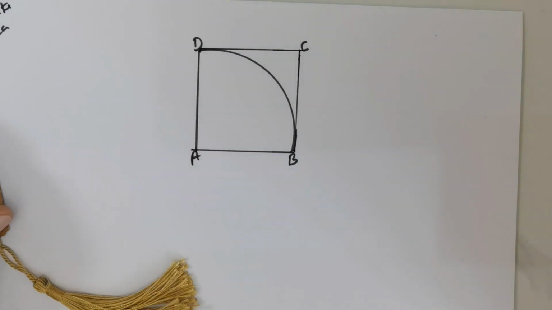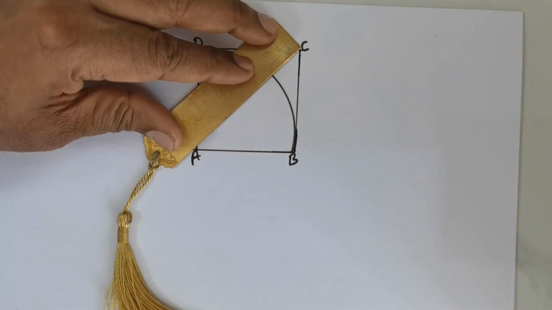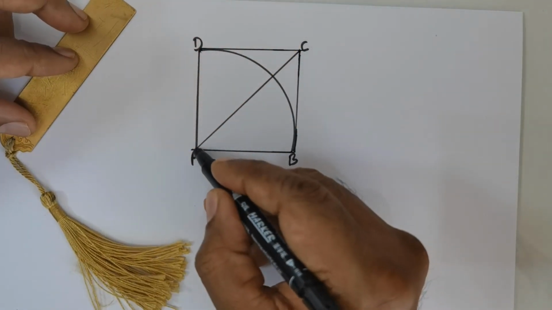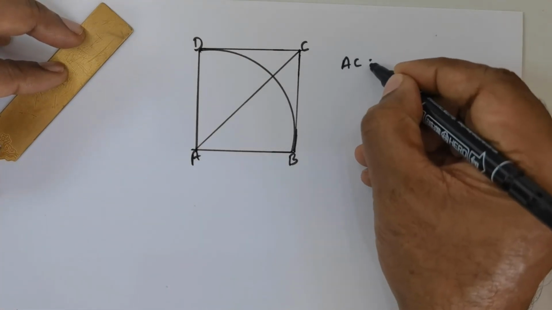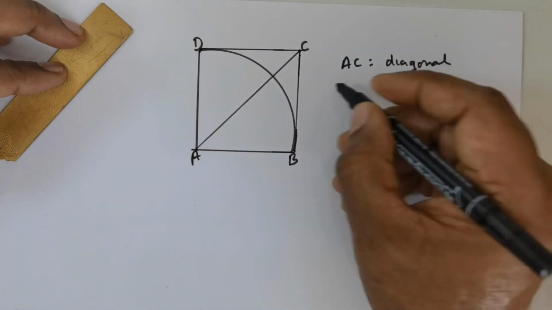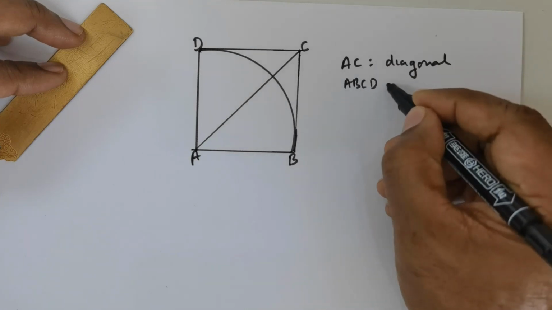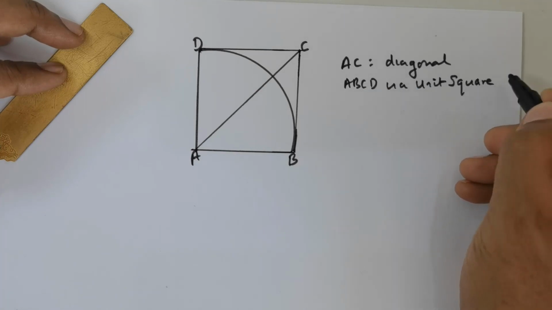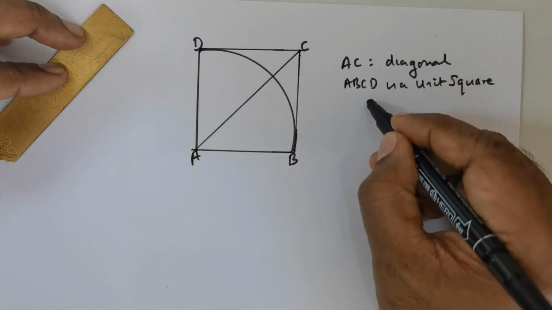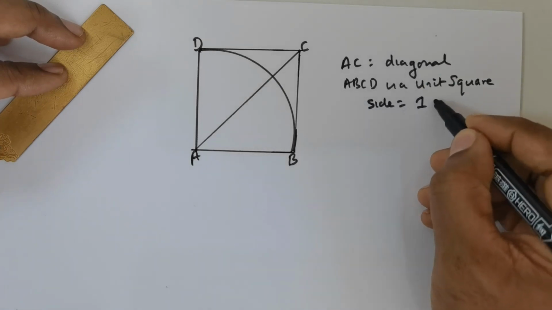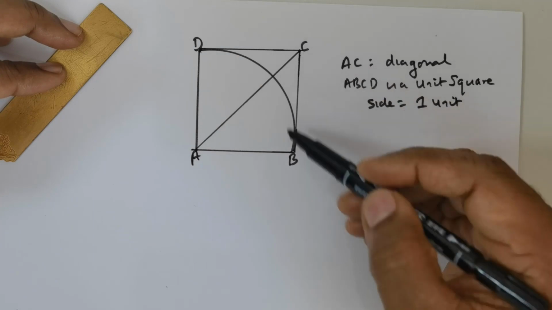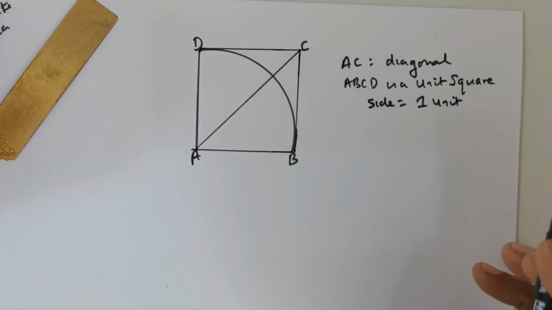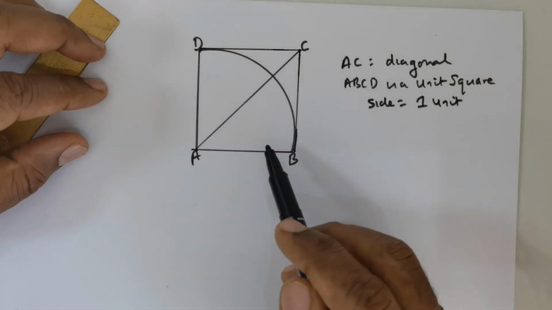Now the next important thing is we've been given the diagonal. So this is the diagonal of the square. So AC is the diagonal. Now ABCD is a unit square, and that would mean side is equal to 1 unit. So that is the side. So each side is 1 unit for this particular square, and you have a quarter circle inside this.